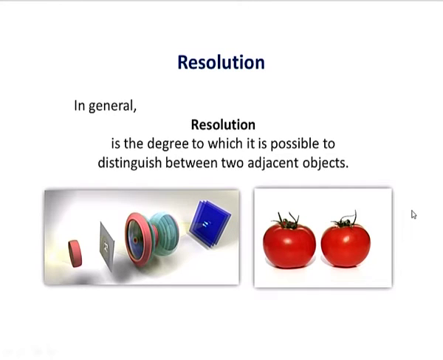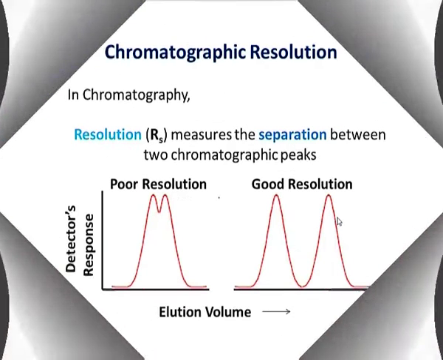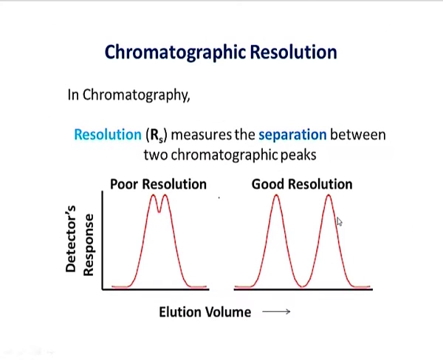Next, we move on to the next point in discussion, which is resolution in chromatography. Resolution per se is the degree to which it is possible to distinguish between two adjacent objects. Now, as in these two figures, in one image resolution is not so good, whereas in the other case resolution is pretty good. In chromatographic terms, what do we mean by resolution?